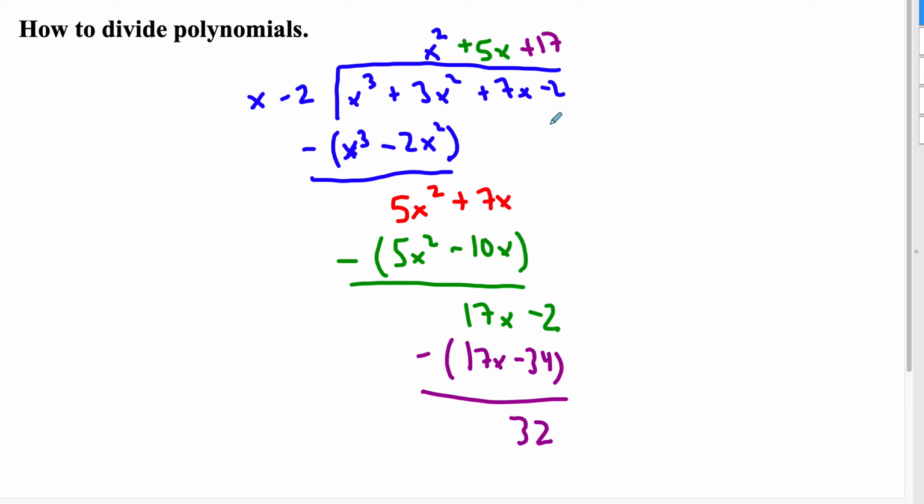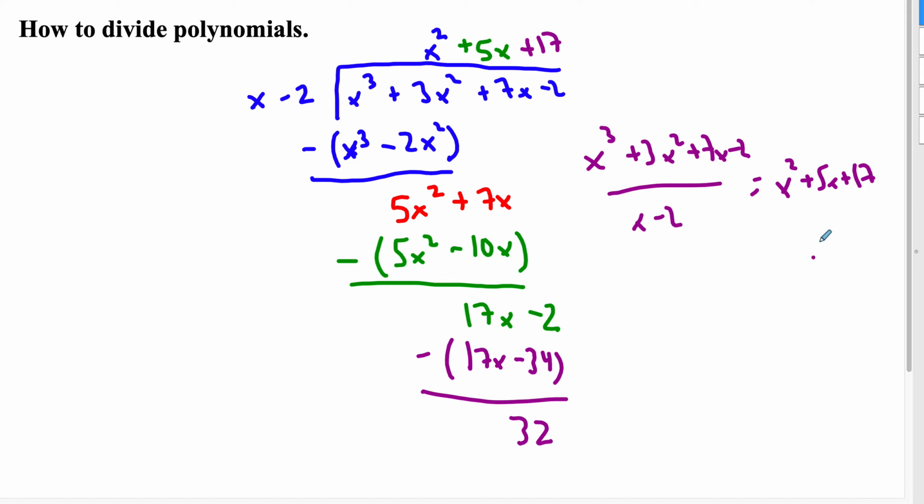So this means that, by the way, our remainder, right, is 32 over x minus 2. That means when I take x cubed plus 3x squared plus 7x minus 2 and divide it by x minus 2, what do I get? I get x squared plus 5x plus 17 plus the remainder of 32 over x minus 2, right? So that's what these two equal, all right? Let's try another one. Now this one had a remainder, right?